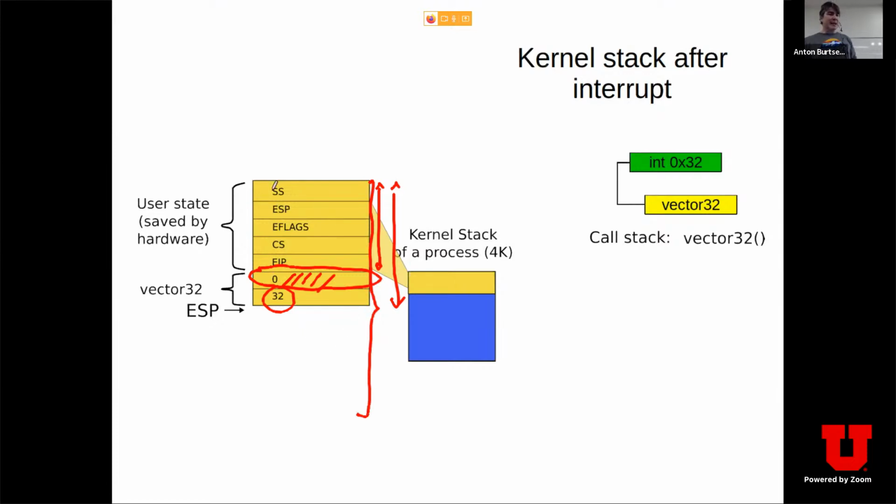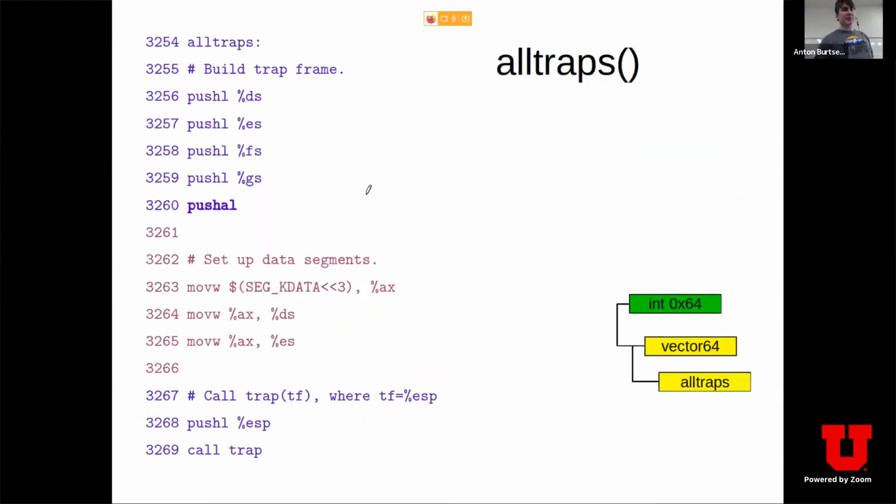Again, we only saved those 5 registers. Apparently there are more. We have general registers and we have some segment registers. That's what we start saving in alltraps, because we want to restore them. Asuk was the one who was asking, what's going on with the data segment and the stack segment? The stack segment is saved by the hardware because we're immediately switching to a kernel stack. But the data segment is not.